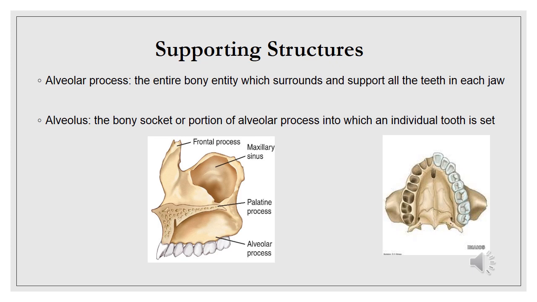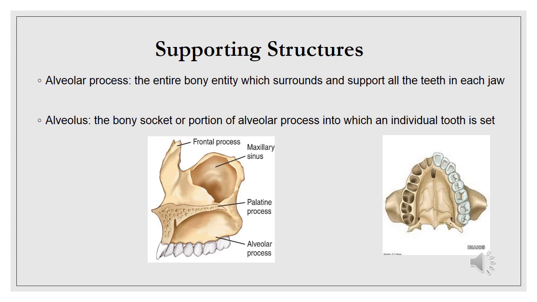Coming towards our third topic, which is supporting structures. Supporting structures include the alveolar process and alveolus. What is the alveolar process? It is an entire bony entity which surrounds and supports all the teeth in each jaw.